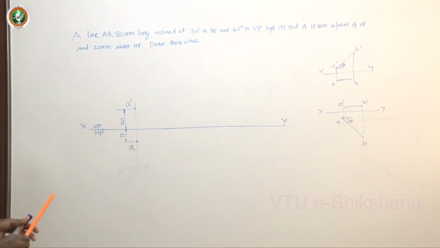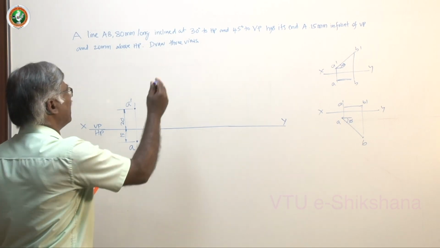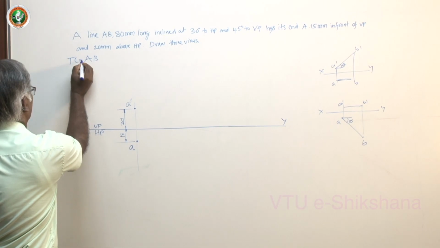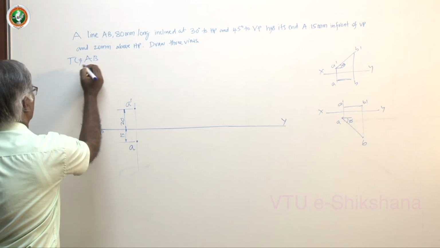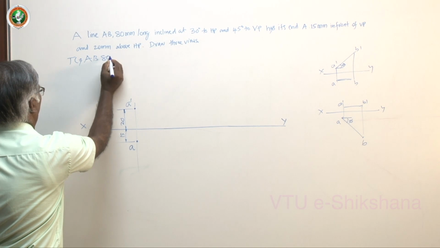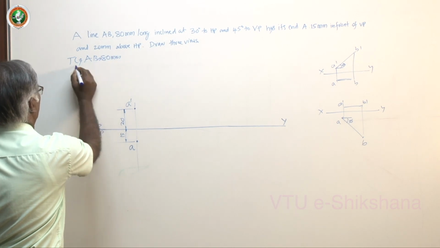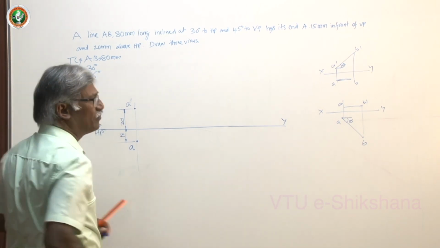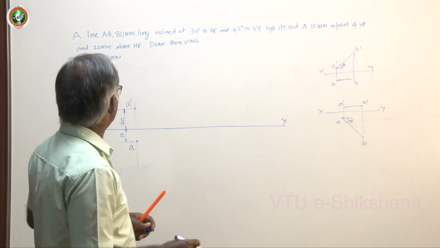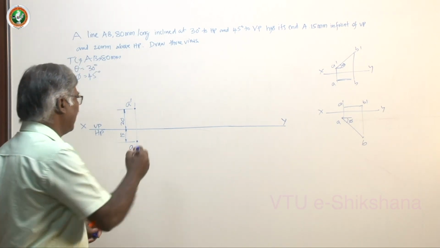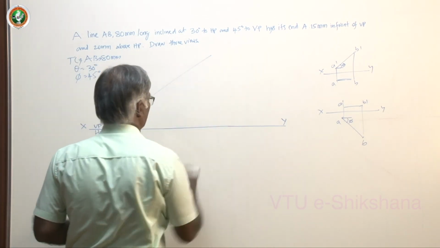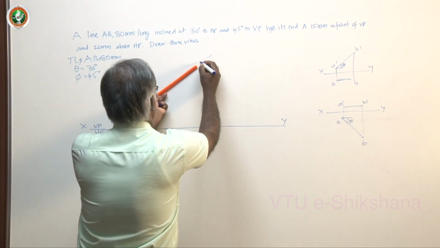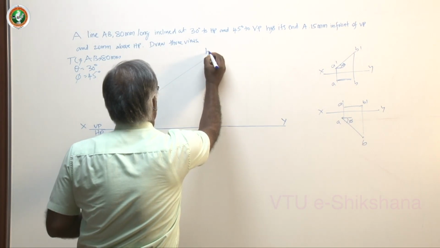Now, let me draw the inclination to HP. True length AB is 80 mm long, that is given. Theta equal to 30 degrees. Phi equal to 45 degrees. This is what is given, and you have to draw the projections with this. Now draw a line inclined at 30 degrees to HP. Measure 80 mm. I am measuring 80 mm. Say B dash.